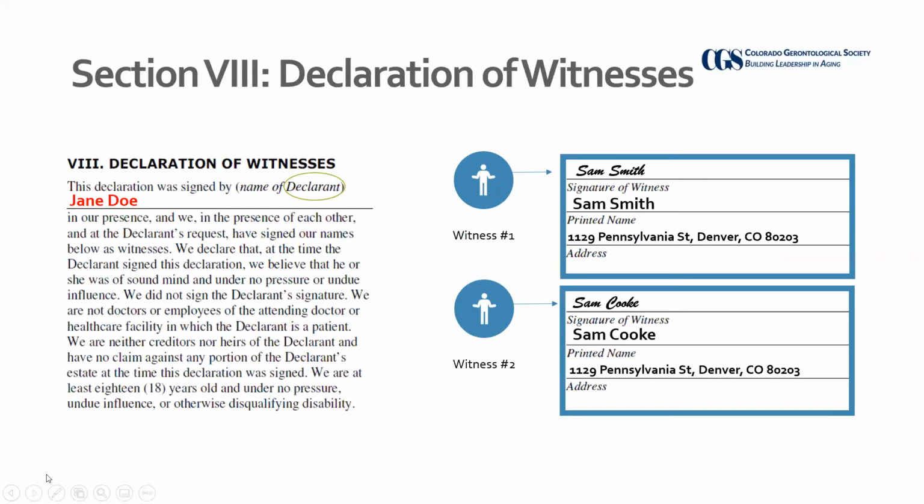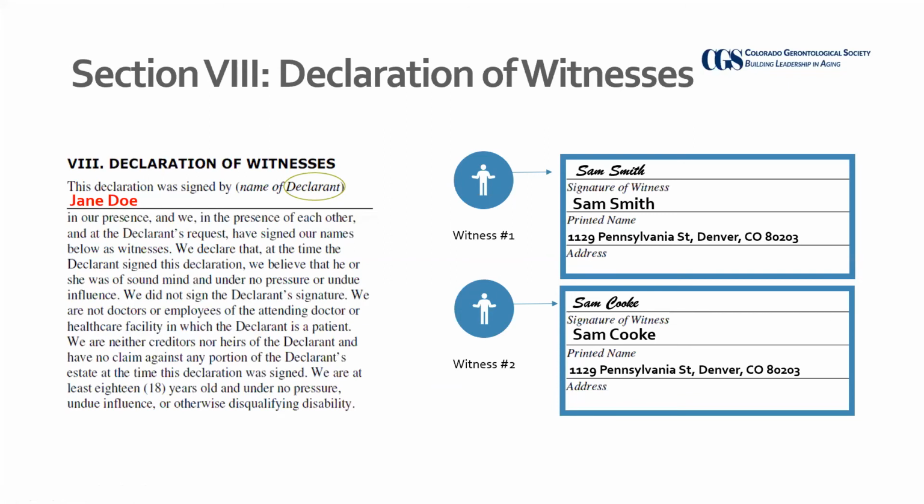So Section 8, this is where your witnesses have to sign. Whether you get it notarized or not, you're going to need those two witnesses. When you get it notarized, you also need two witnesses. So if you get the document notarized, you're taking care of two birds with one stone. In Section 8, you're going to say who you are. So this is where Jane Doe puts her name. She is the declarant, so this is where her name goes.